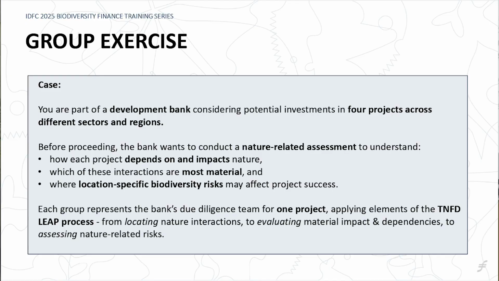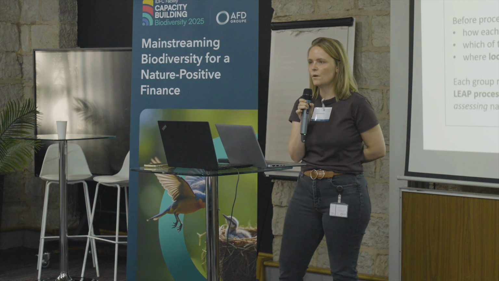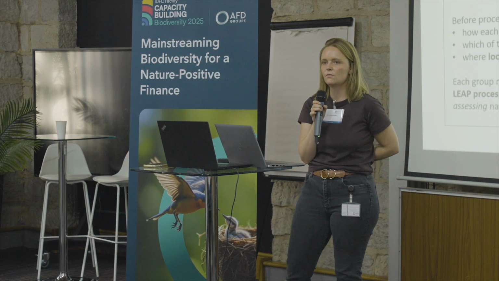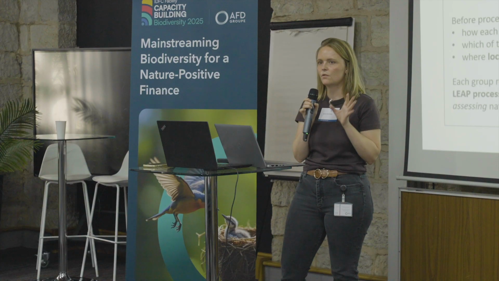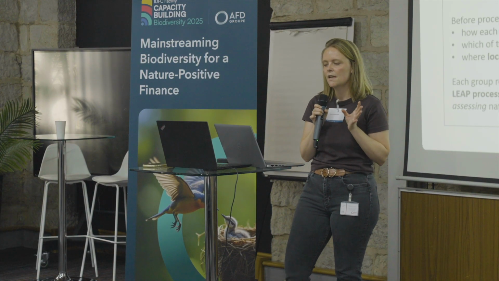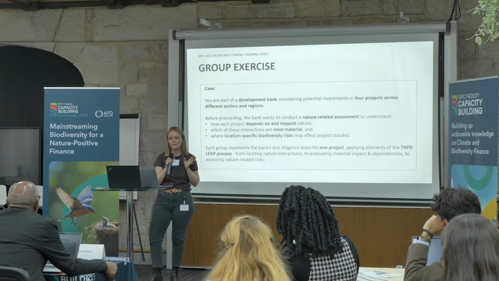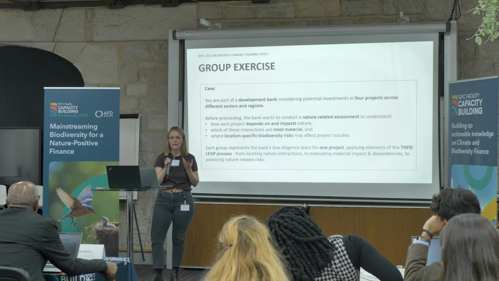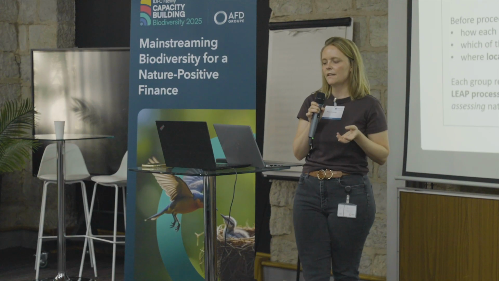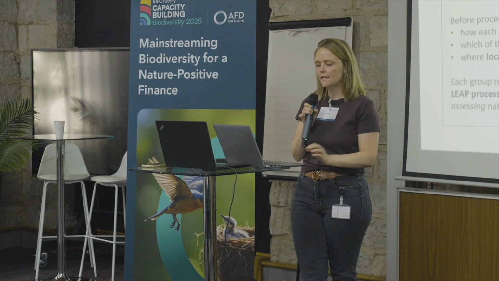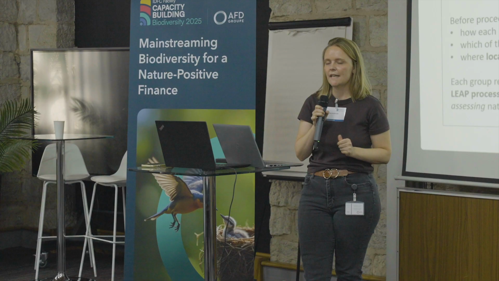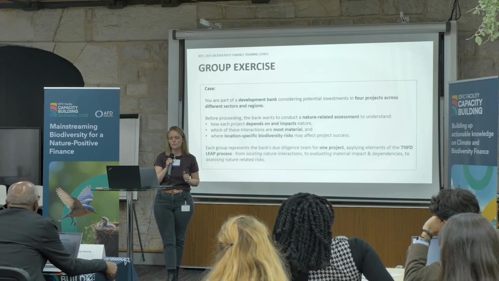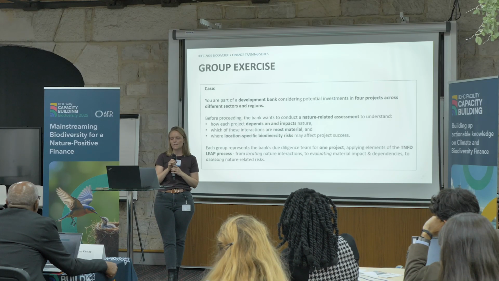So the group work is actually that you're obviously part of a development bank, and you're considering potential investments in 4 projects across different sectors and regions. So we will separate you in 4 groups. Each one of you will get 1 project. And before proceeding, the bank wants to conduct a nature-related assessment, what we talked about today a lot. So identifying the dependencies and impacts, which of these interactions are most material, and then also what are the location-specific biodiversity risks.